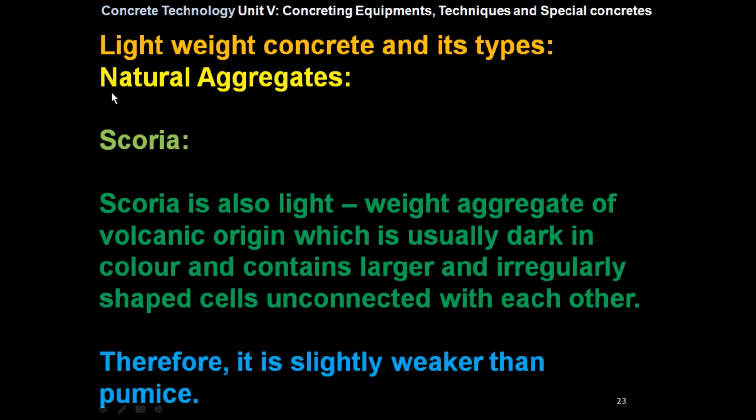Now we will see another natural aggregate, scoria. Scoria is also a lightweight aggregate of volcanic origin which is usually dark in color and contains larger and irregular shaped cells unconnected with each other. Therefore, it is slightly weaker than pumice.